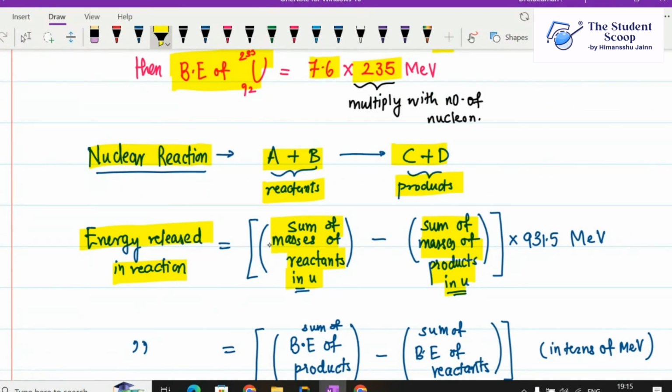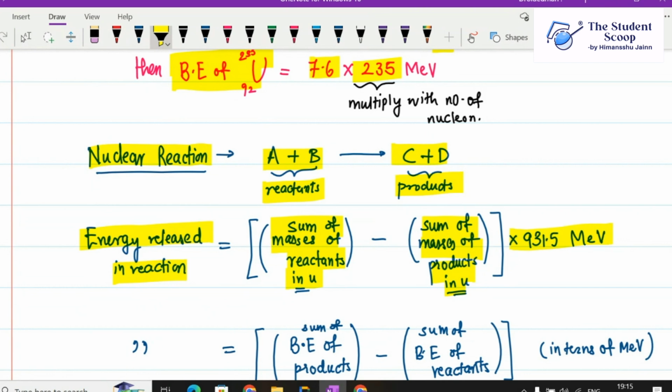Okay, that will give us the mass defect. What is the mass difference between the reactants and products? Because the mass of the reactants will be higher compared to the products, because mass will be converted to energy, and that energy will be released in a reaction. So we take the difference in the sum of masses of reactants and products, and we multiply that again with the conversion factor to energy, 931.5 mega electron volts. Okay, this is the formula that you need to remember for the energy released.